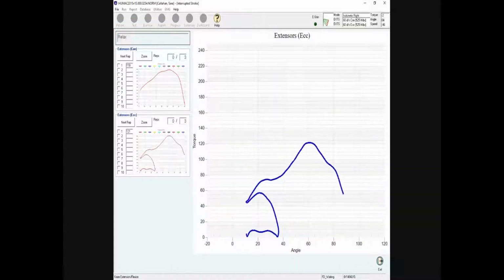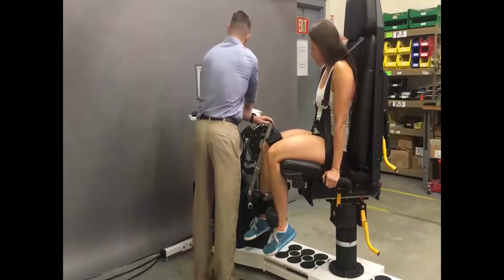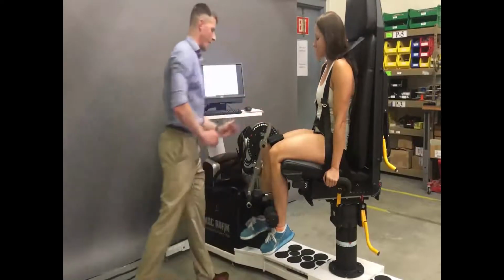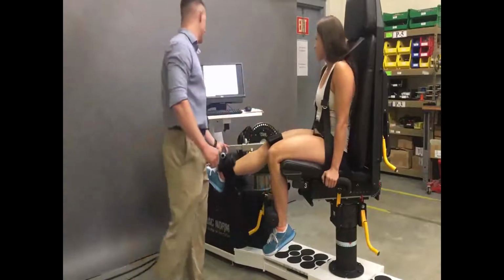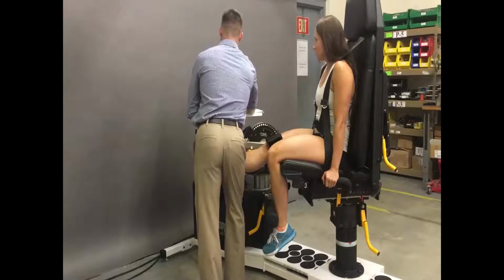And you might notice this rep looks a little bit funny. That's because she started to press and then actually pulled down with her hamstrings and then pushed up again. So it got a little funky, so I had her redo that rep. Now we only need 3 good reps, concentric and eccentric, but you have 10 opportunities to get those 3 reps. So it's not uncommon to get a bad rep.